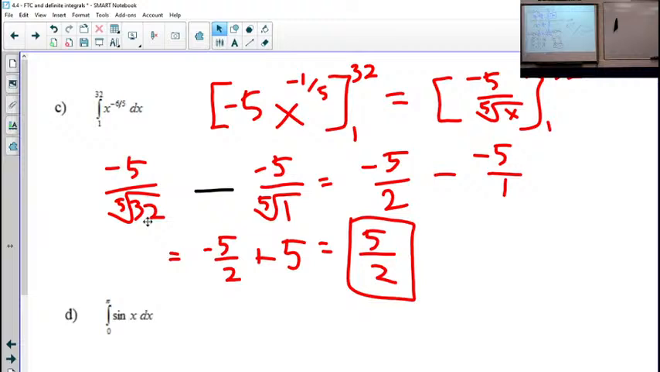So for all of these problems, the process you're going to follow is going to be take your antiderivative and plug in at the top minus plug in at the bottom.